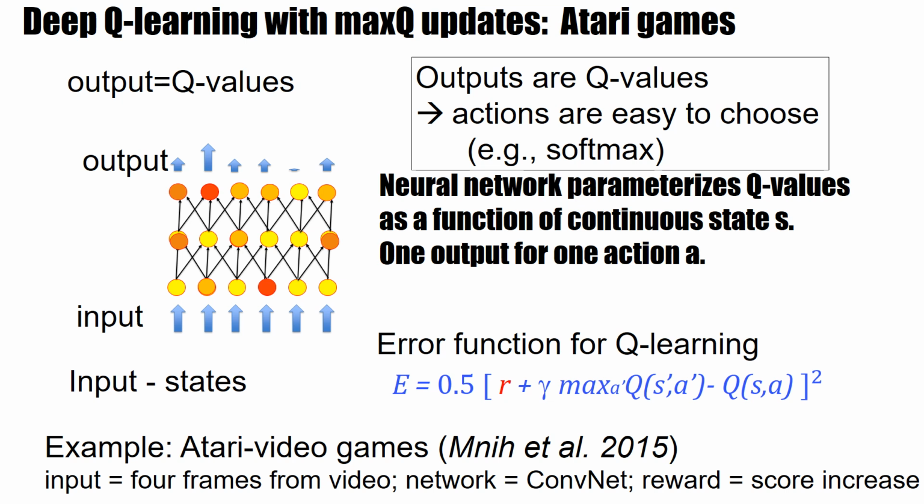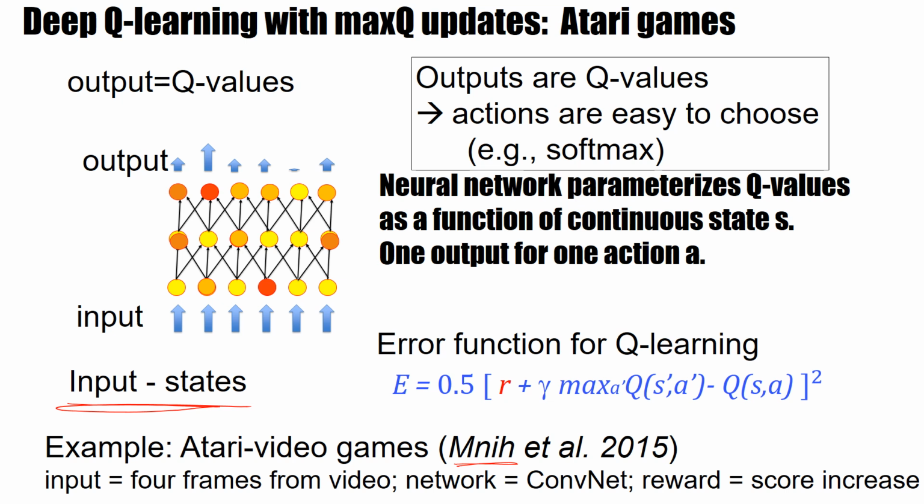So now we have the essential ingredients. We can take whatever input. The states are represented by this neural network. The neural network has many layers. In the famous paper of Mnih et al., they trained neural networks always with the same architecture to play 49 different Atari video games.